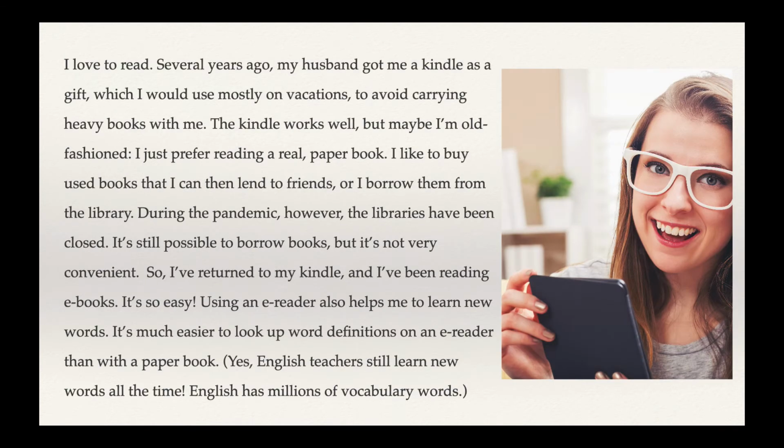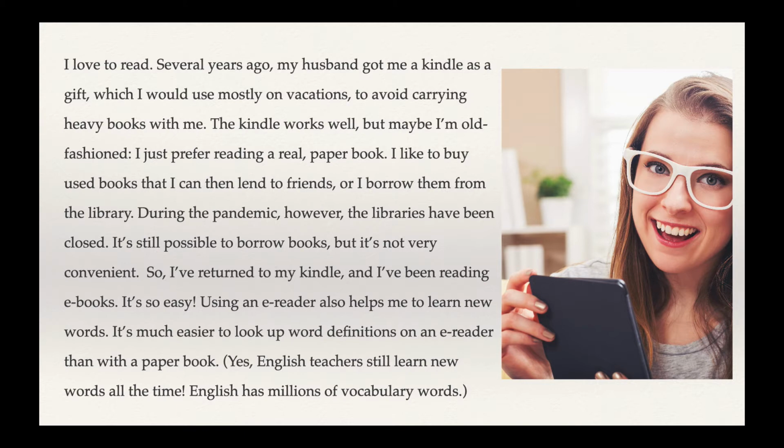I love to read. Several years ago, my husband got me a Kindle as a gift, which I would use mostly on vacations to avoid carrying heavy books with me. The Kindle works well, but maybe I'm old-fashioned. I just prefer reading a real paper book. I like to buy used books that I can then lend to friends, or I borrow them from the library.